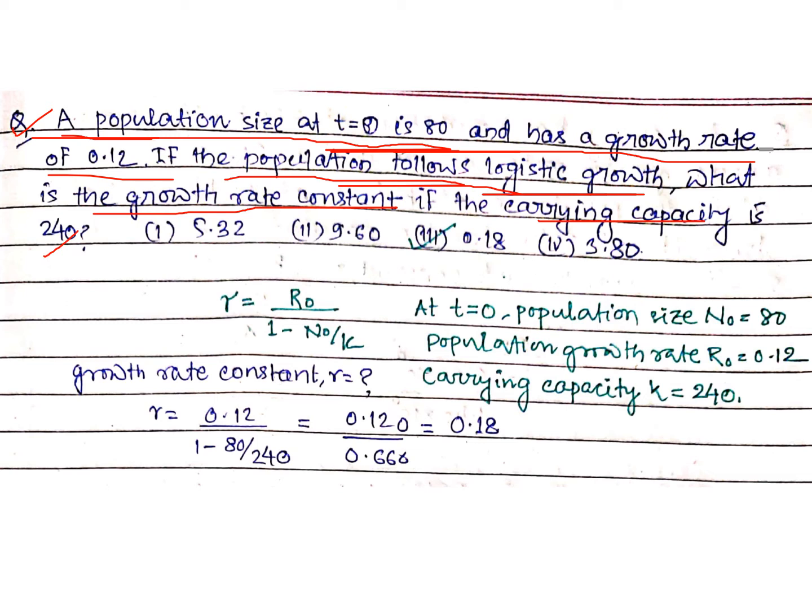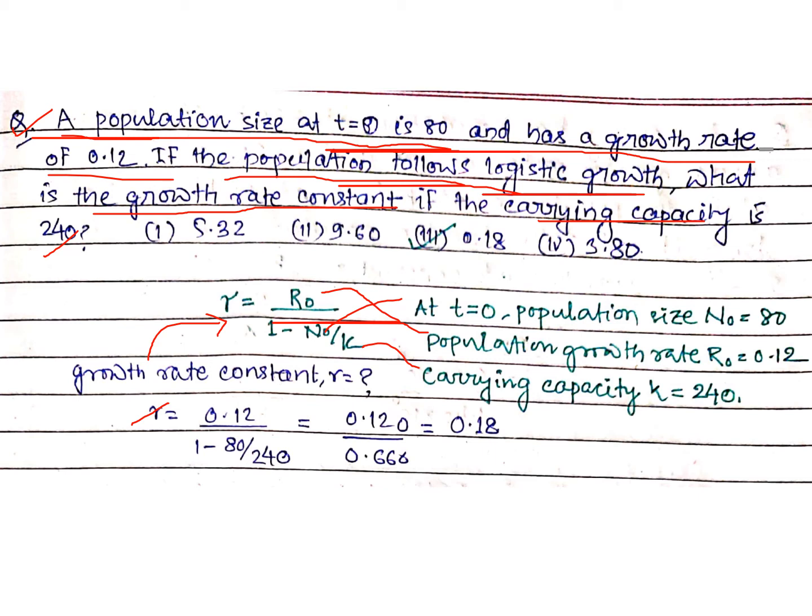Before we proceed to this question, we should remember the formula that is related to this question. The growth rate constant R has a formula that is R equal to R naught divided by 1 minus N naught over K. So what is R here? R is the population growth rate. N naught is the original population and K is the carrying capacity. This is the formula that we have for calculating the growth rate constant, that is also called the intrinsic growth. So this is the growth rate constant. According to the formula, we have all the things here with us.